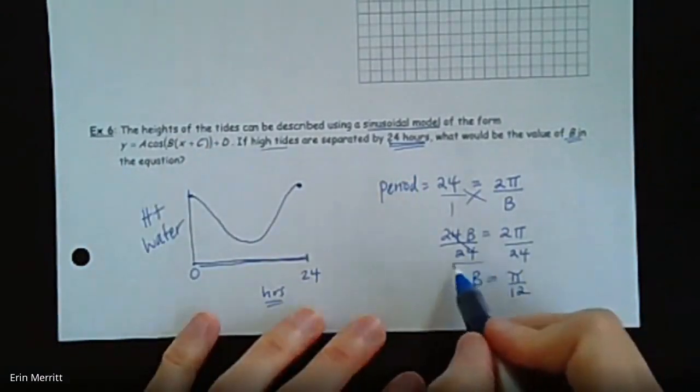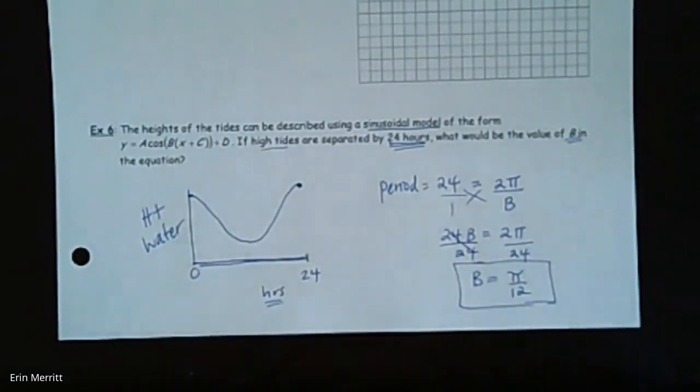Always leave things as exact as possible. So I wouldn't turn that into a decimal, unless it says to. Leave it right there, call it a day. So that would be the frequency.